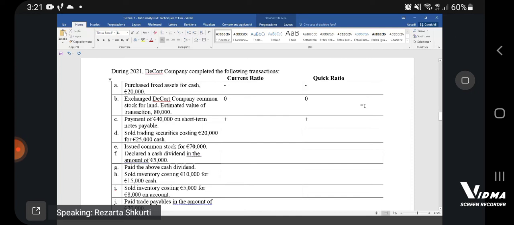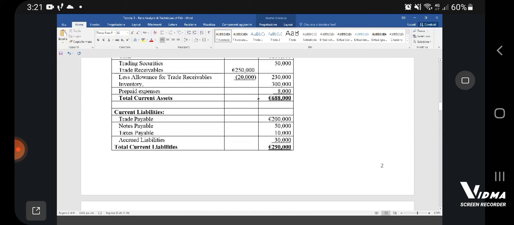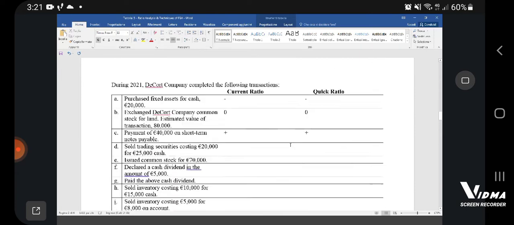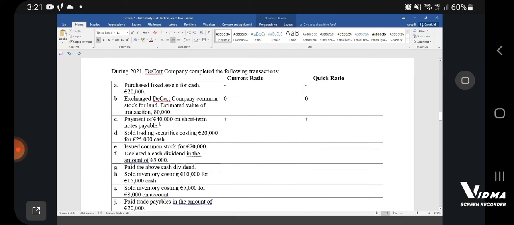Okay, remember the rules. And also, dear student, if you want, check for yourself. You have the values of current assets and current liabilities. You have the value of the transaction here, which is 40,000. Prove and check for yourself. Is indeed the value of the current ratio and quick ratio increased?